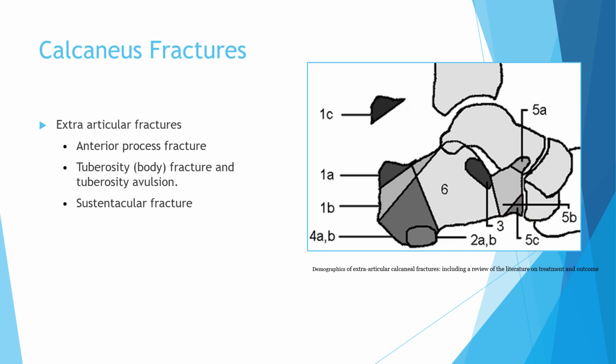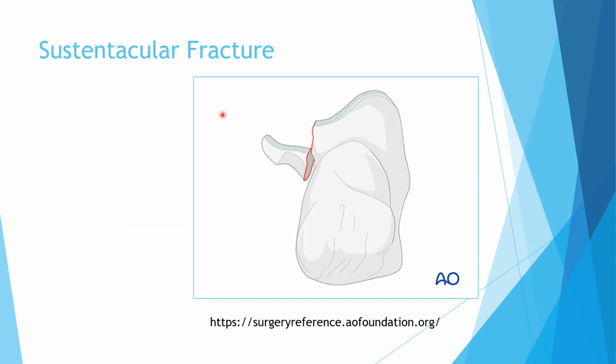The other very important extra-articular fracture is the tuberosity fracture and tuberosity avulsion. These are extremely important because they are considered an emergency, as we're going to discuss later. The third one, which is also important, is the sustentacular fracture. All these fall into extra-articular fractures, and we're going to go through them now. Let's start with the sustentacular fracture.